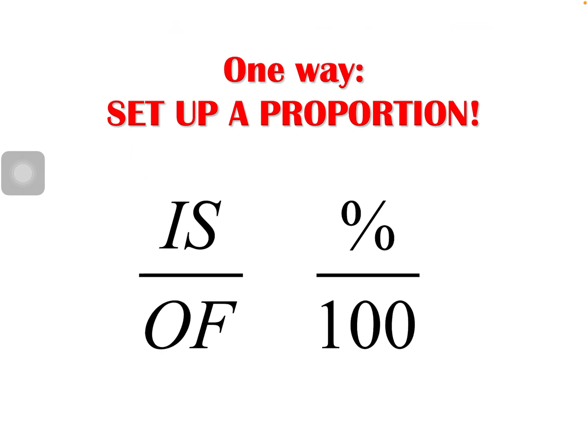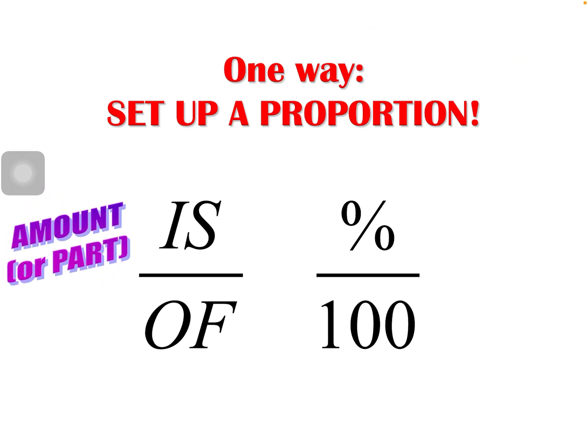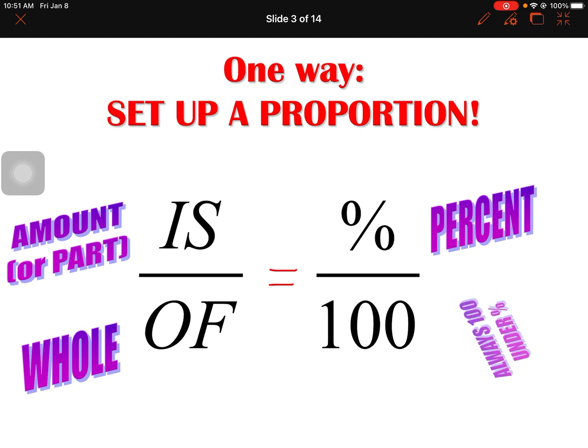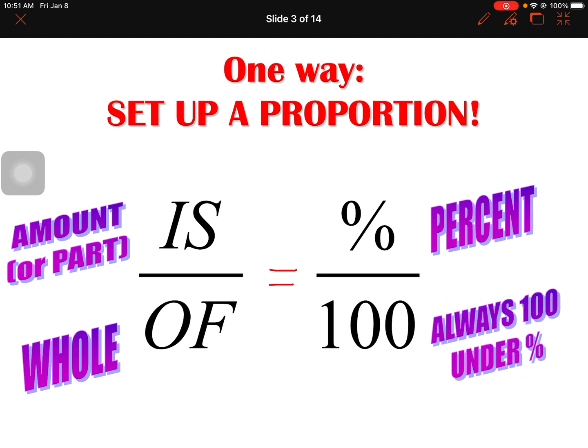So you're going to fill in those boxes, and we have the is, and the is stands for the amount or the part. The of stands for our whole. All fractions are a part out of a whole, and apparently we are missing the equal sign in the middle because this is a proportion. The percent is always out of 100, so we're going to change the percent to its fraction form and put it over 100. 100 is always going to go here on the bottom right, or sometimes some teachers will have it on the left-hand side, but regardless, your percent always is above the 100.